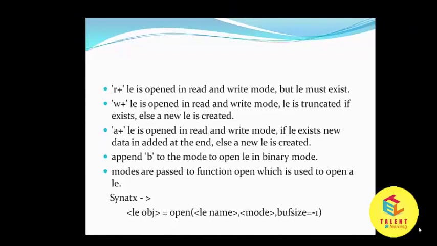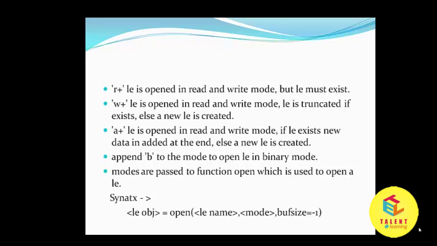r+ file is open in read and write mode, but the file must exist. w+ file is open in read and write mode. The file is truncated if it exists, else a new file is created. a+ file is open in read and write mode. If the file exists, new data is added at the end, else a new file is created.